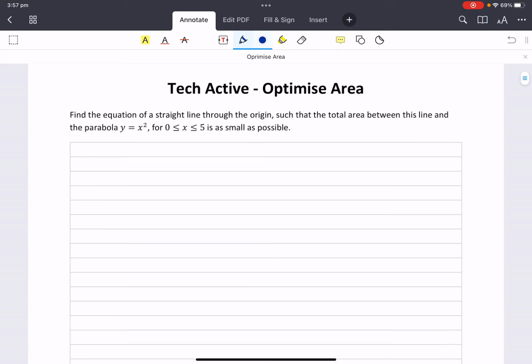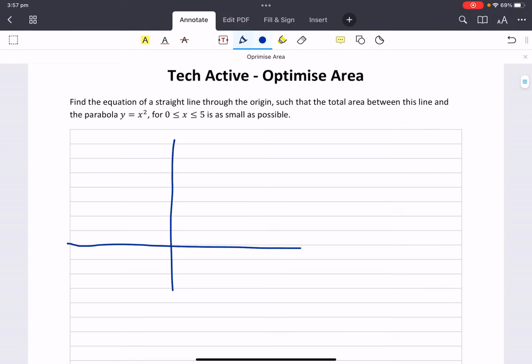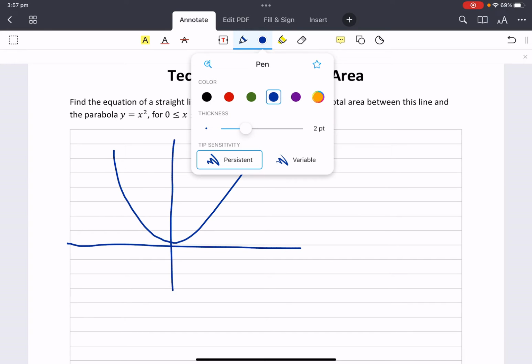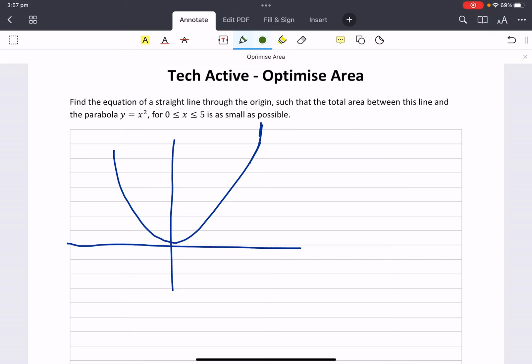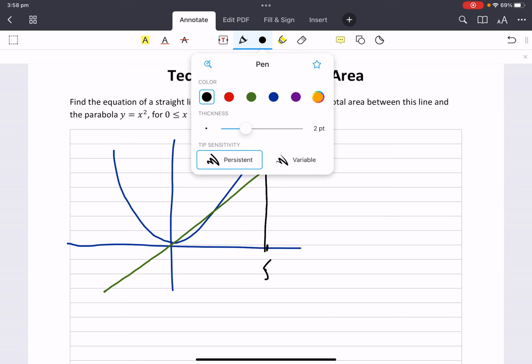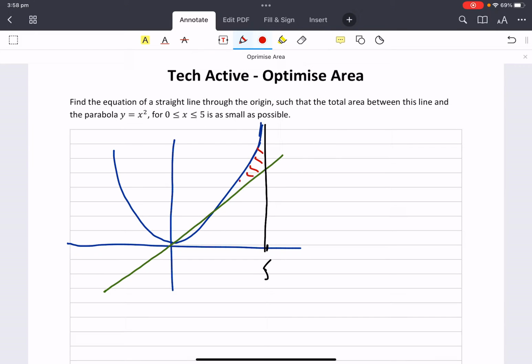First thing with this one is to make sure we understand exactly what we're doing, because if we don't get that right, we stand no chance of getting it out. We have the parabola, and we have a straight line going through the origin, and we want the area between 0 and 5, the area between the functions, to be as small as possible.